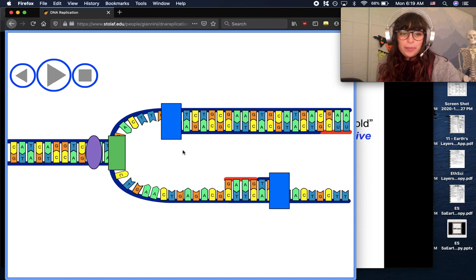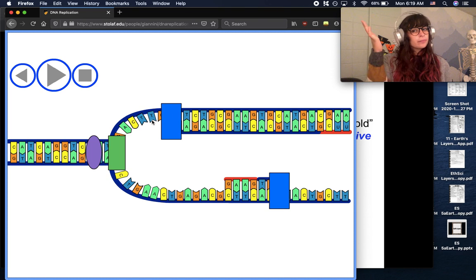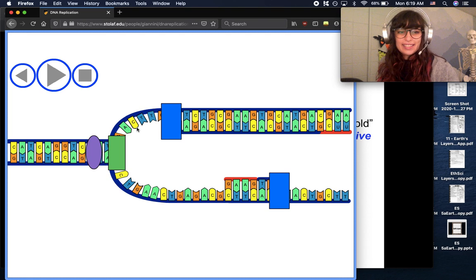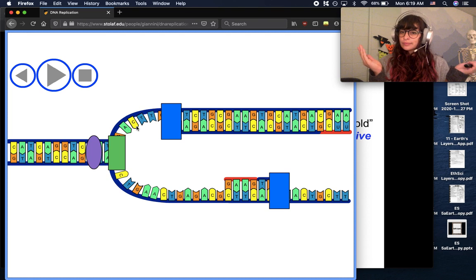So up top, check it out. You have thymine and adenine, cytosine and guanine, thymine and adenine. We're following the base pairing rules so that we don't make any mistakes. What is this next thymine going to be paired with? You're correct if you said adenine. And what is this cytosine going to be paired with? Good one. It is guanine.